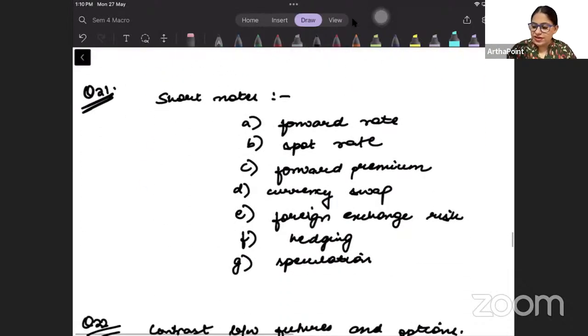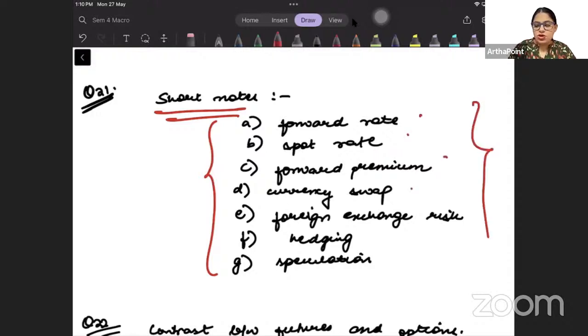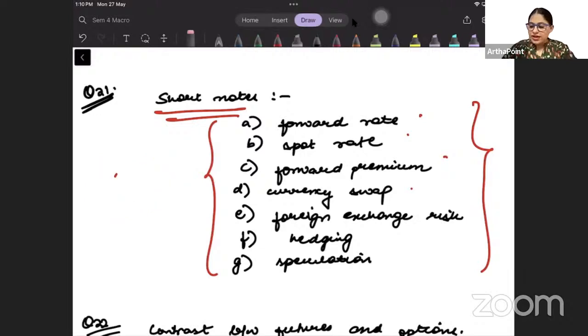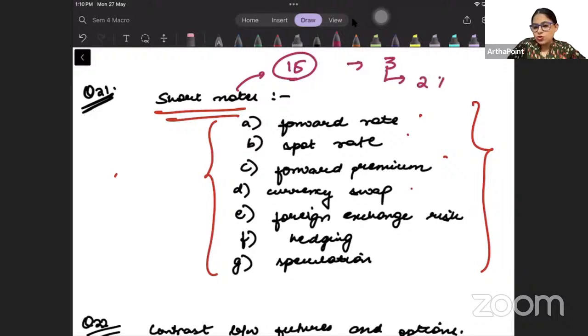ठीक है बेटा, question number 21. Again, short notes. Usually in topics पे forward exchange rate, spot exchange rate, forward premium, currency swap, hedging, speculation, there is mostly 90% of the time there will be a short note that would be asked in your exam. So therefore all of you have to write short notes on these, right? There will be sometimes a choice in short notes as I am telling you. So short notes will be for 15 marks, and they will give you 3 short notes जिसमें से you have to write on 2 each for 7.5.